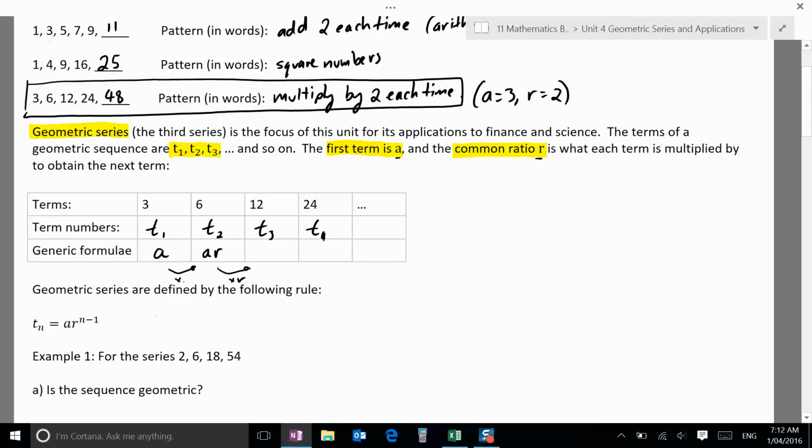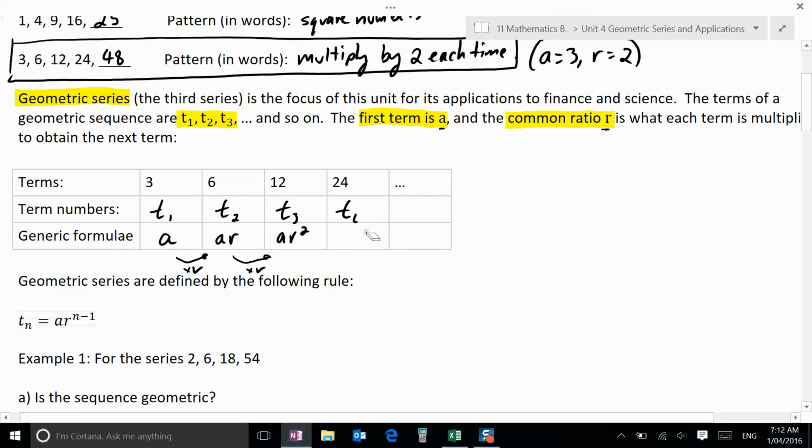That was supposed to be an R. Still not very good. And we'll get AR squared: AR times R, AR with 1 plus 1 is 2. Sweet. To get T4, I should have zoomed in on this, again we'll multiply by R and get AR cubed.